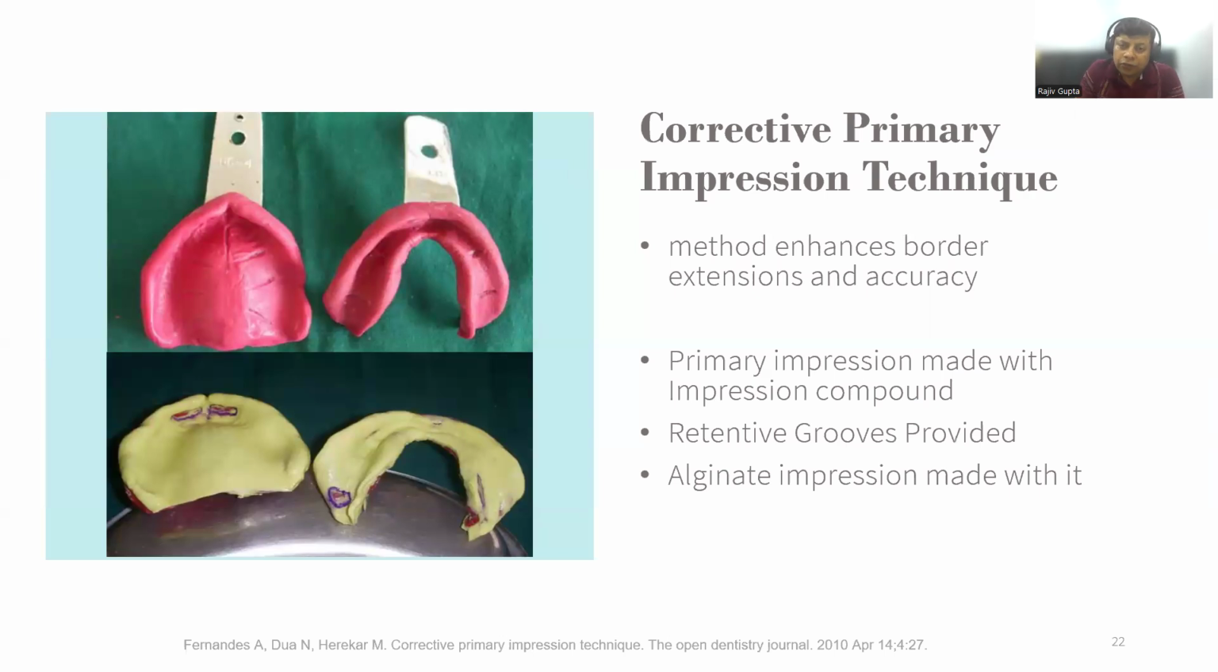Another modification of the impression compound impression is the corrective primary impression technique. In this, first we have to make an impression with a conventional impression compound. Then we have to create grooves, and an over impression is made with the help of alginate to get the corrective primary impression.